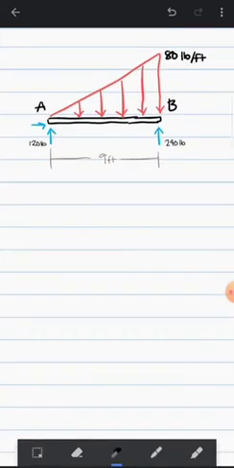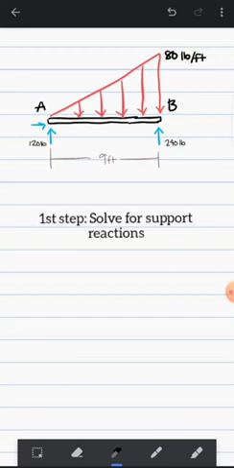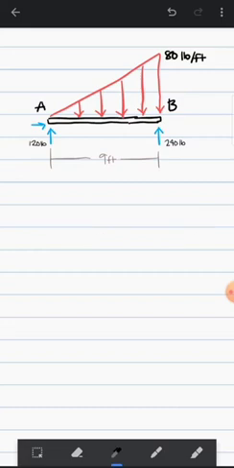And this is how. The first thing you should do is, if the reactions at the supports of your beam are not given, you first calculate them. And then, after calculating, convert the distributed load into a point load so it is easier to solve.